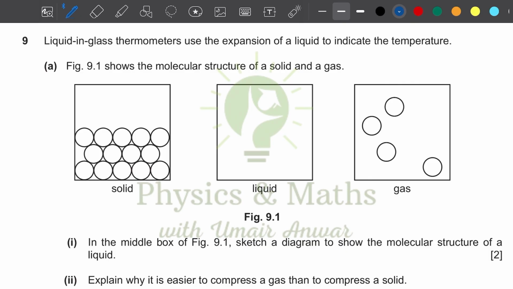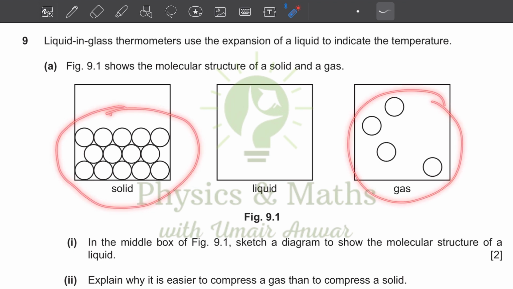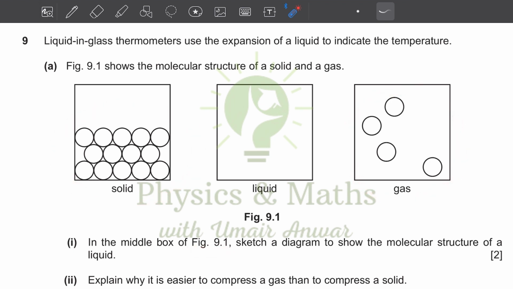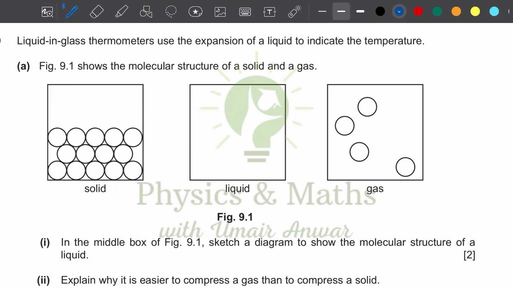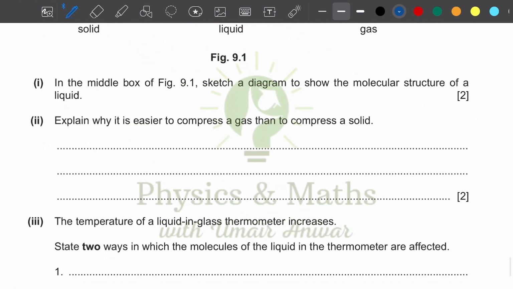Welcome to this tutorial. I'm solving question number 9 of paper 2-1, October-November exam series of 2021. The question is related to thermal physics. It says liquid in glass thermometers use the expansion of a liquid to indicate the temperature. Figure 9.1 shows the molecular structure of a solid. Here is the structure of the solid and a gas. In the middle box of figure 9.1, sketch a diagram to show the molecular structure of a liquid. So this is how we can show the structure of a liquid.